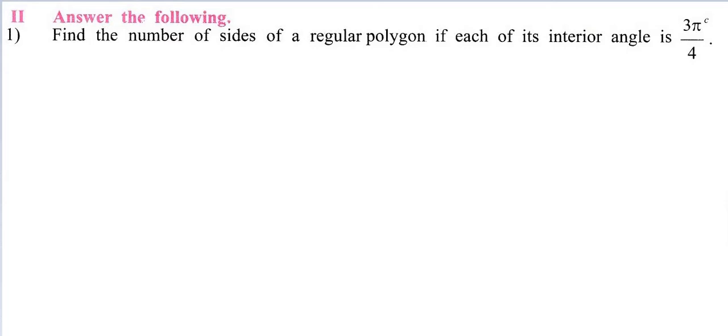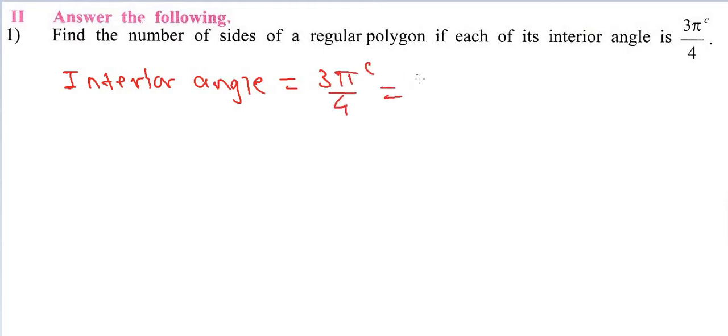Find the number of sides of a regular polygon if each of its interior angles is equal to 3π/4 radian. Okay, now let us first convert this interior angle into degrees. So the interior angle is equal to 3π/4 radian.